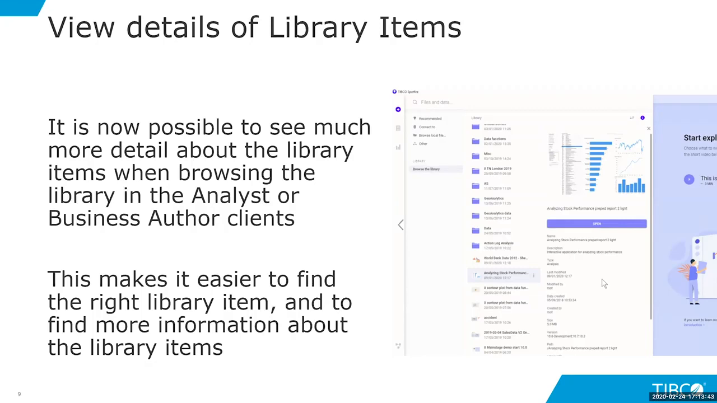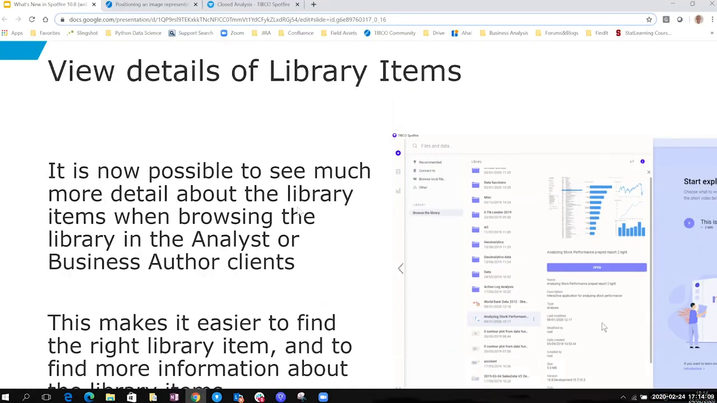And for particular items, there are also additional details, like for information links, you can, for example, see which columns are provided by the information link. So this makes it easier to find the right library item, and also, of course, to find more information about the library items that you're looking for. So I'm actually going to demo that as well.